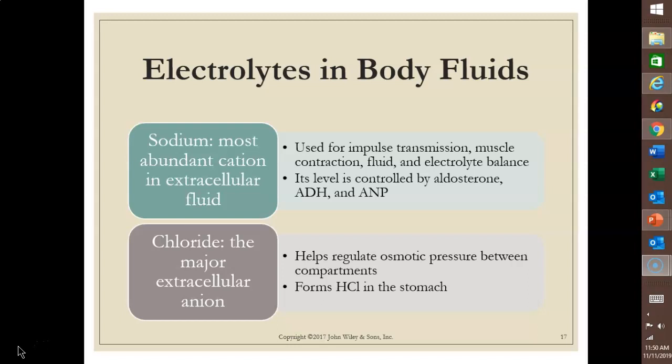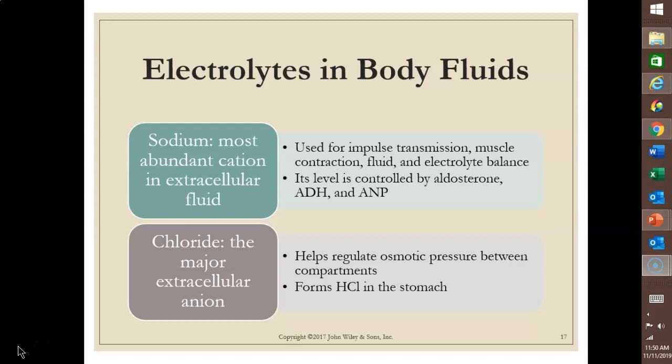The ANP increases sodium excretion by the kidneys when sodium level is above normal. So that's a condition called hypernatremia. So the ADH and the ANP, along with the aldosterone, help us to maintain proper sodium value.